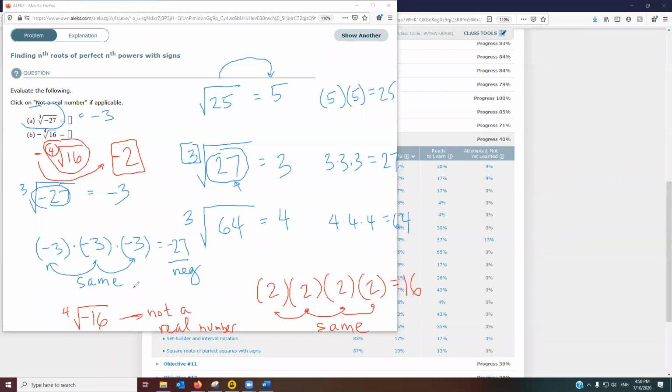You might say, well, why can't you use negative 2? Well, if I use negative 2 times itself 4 times, that doesn't equal negative 16. Because a negative times a negative is a positive. So this is going to end up being positive 16. So there's no way to take a number and multiply it by itself 4 times and get a negative answer out of it. Okay.